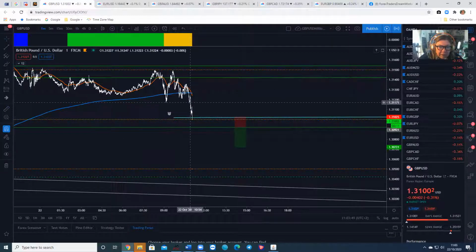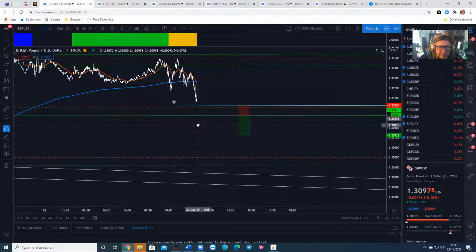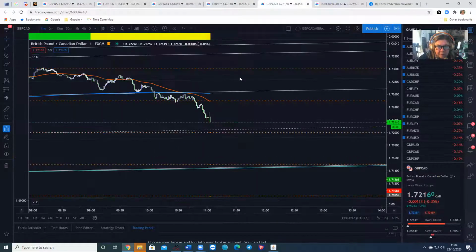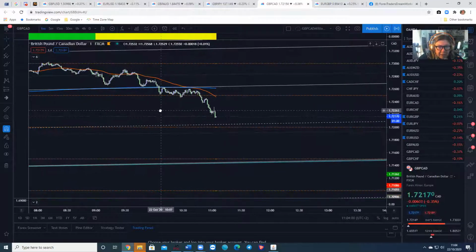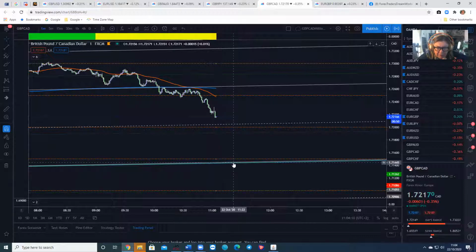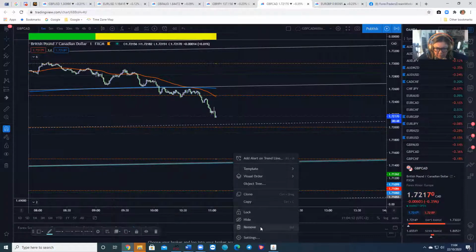So that's tanking anyway at the moment. Straight down there. And there you can see it happening on the GCAD. So here we've got an entry, depending on what happens at 10:30 UK time. Very nice possible entry for a sell. I had it marked down there, but I'm going to take that off.